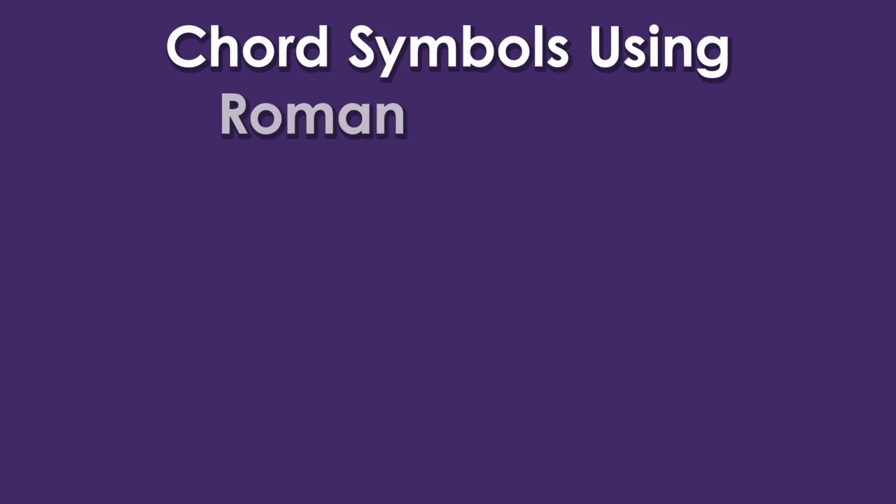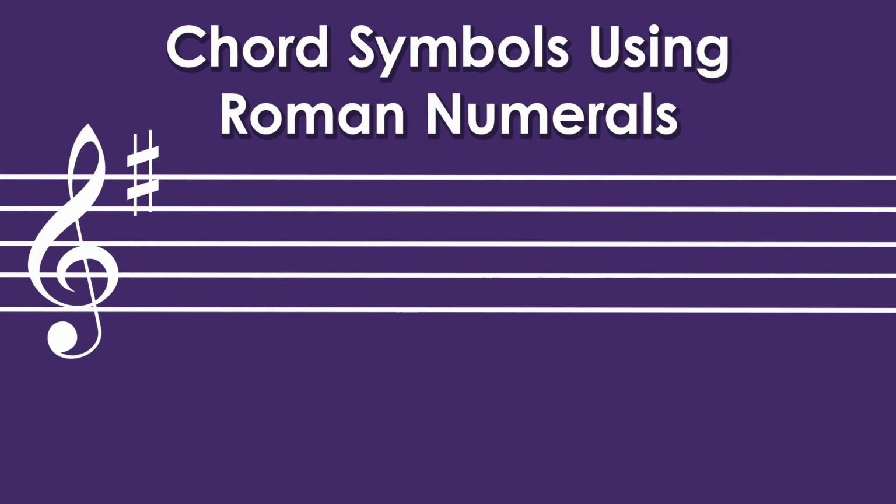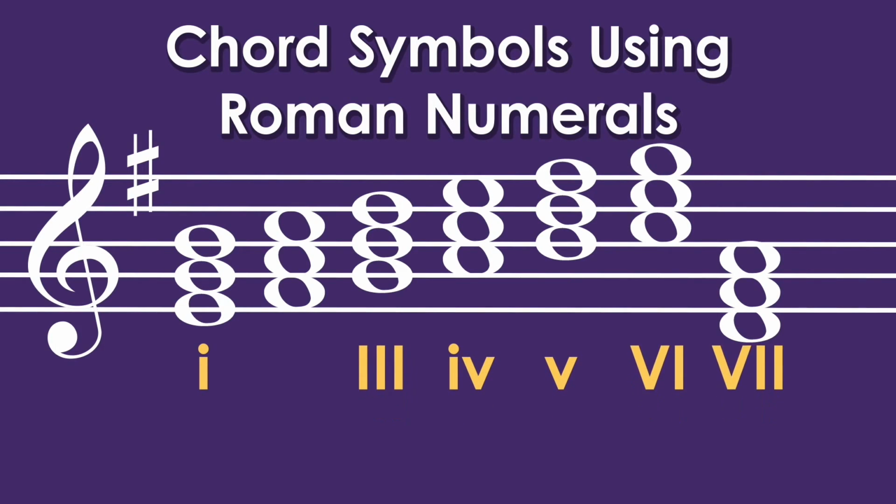Let's look at one more example of the Roman numeral system, this time in natural minor. First, we'll fill in the triads. Then we can see that the 1, 4, and 5 chords are minor, the 3, 6, and 7 are major, and the 2 chord is diminished. Just like the major key example, these Roman numerals will be the same for any natural minor scale.